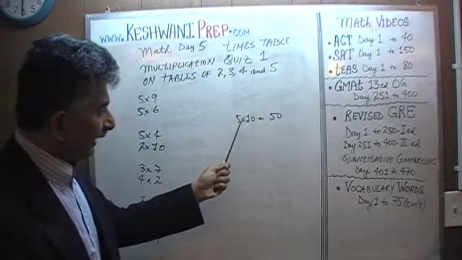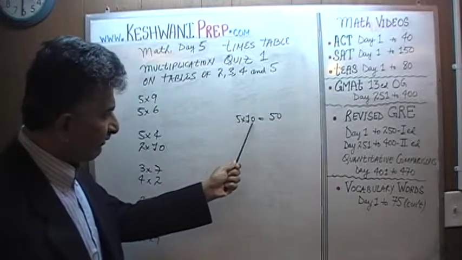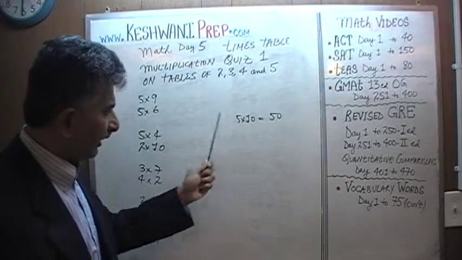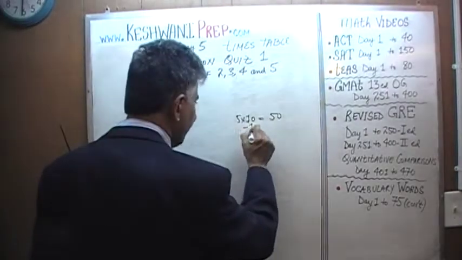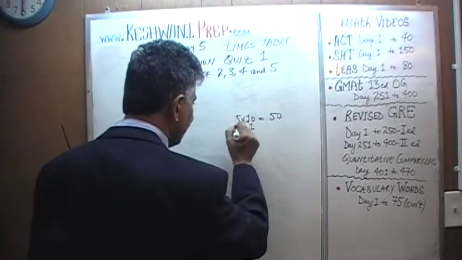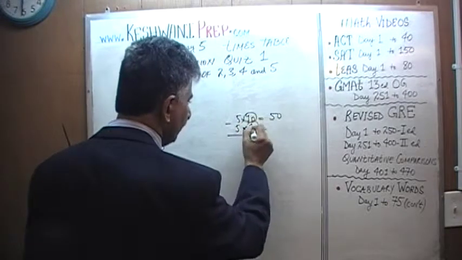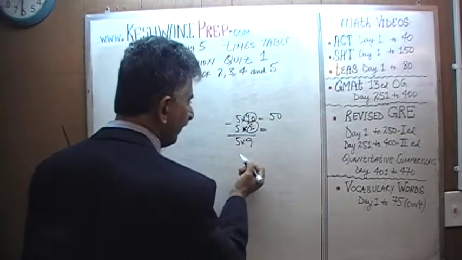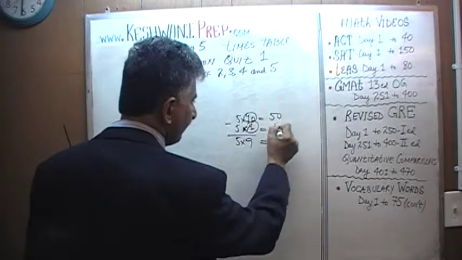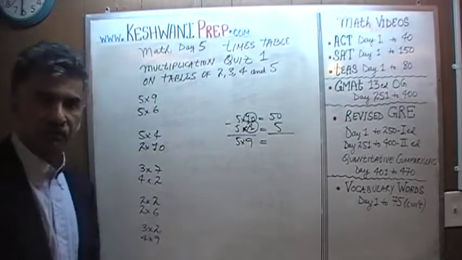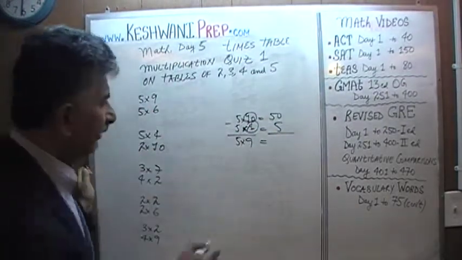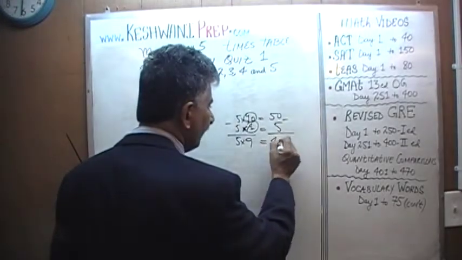We don't have 10 5s. Don't look at it as five tens. Look at it as 10 5s. We need 9 5s, so we need to take away 1 5. If we take away 1 5, we end up with 10 minus 1, which is 9 5s, and 1 5 is just 5. So if you have 50 and take away 5, we're left with 45.